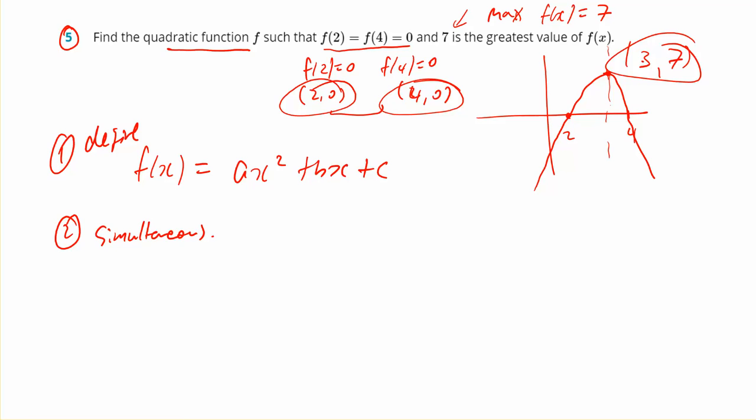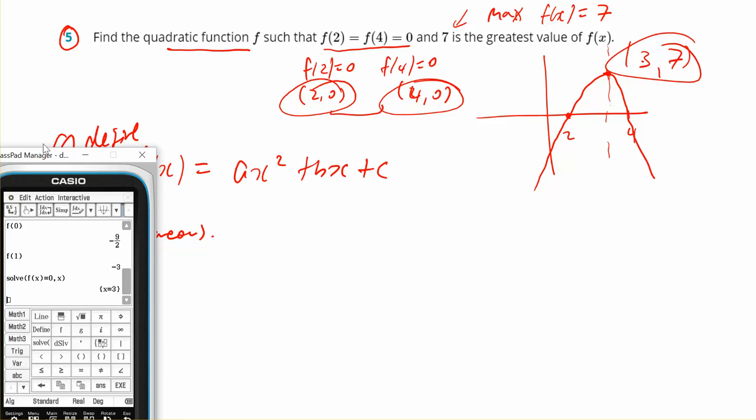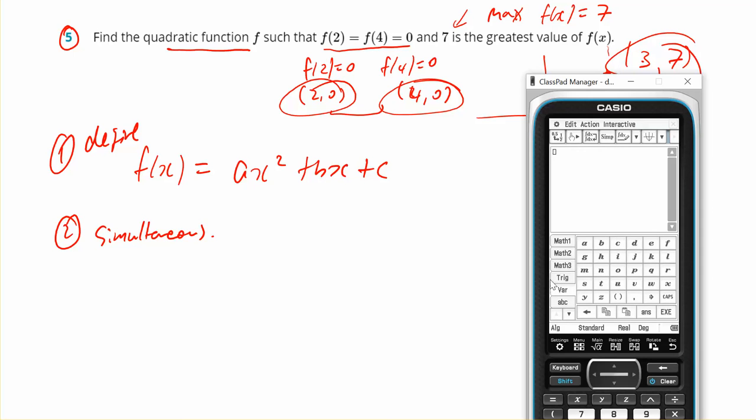So you can do this all on the CAS, okay? So I'm going to go on my CAS. I'm going to clear all. Now I want to go ax squared plus bx plus c. Okay, I'm going to define that function because this is my general quadratic equation, okay? Interactive, define.